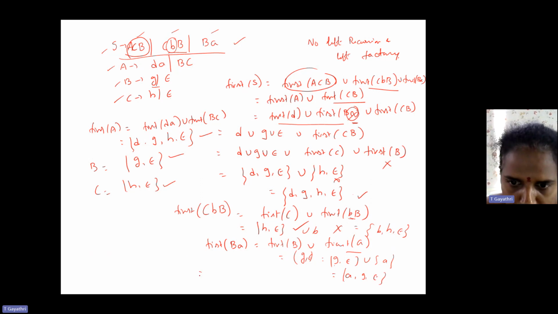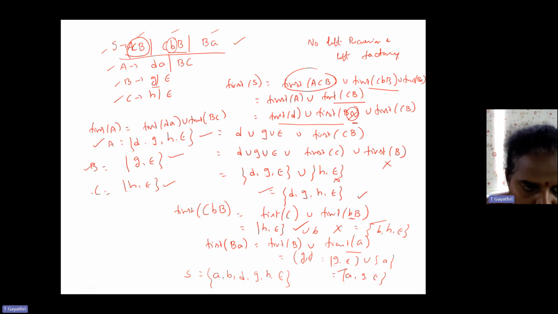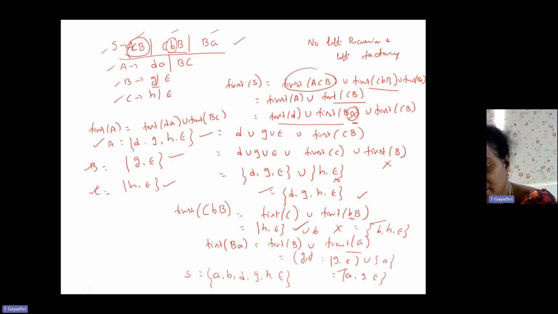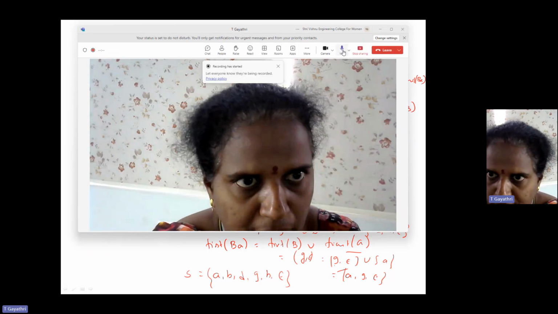So finally, now we can apply the union operation between these: first one, second one, and third one. In the first one, a, g is there, right? Anyway, g is there in the first option also, and b, h is there here also. So d, g, h, and epsilon. So these are the final first values for S. Okay. And the first values for A, this one, and B, this, and C is this. So like that, we can find out the first values for all the non-terminals.